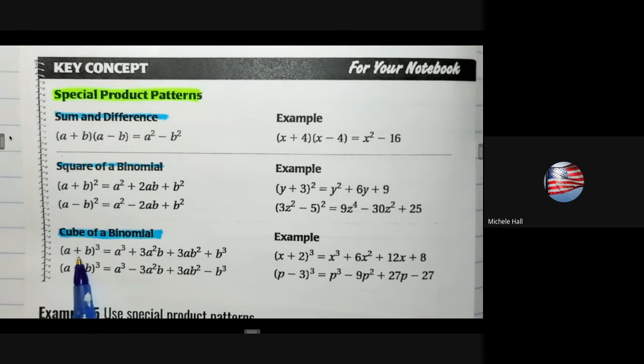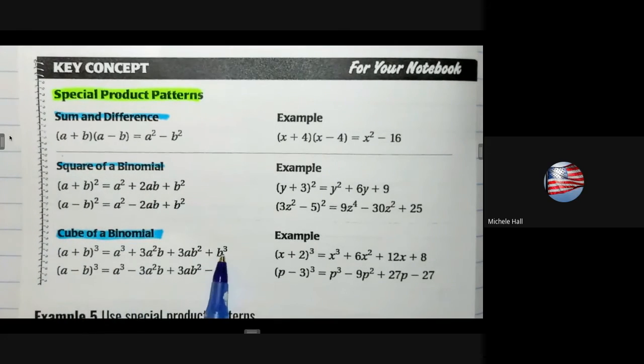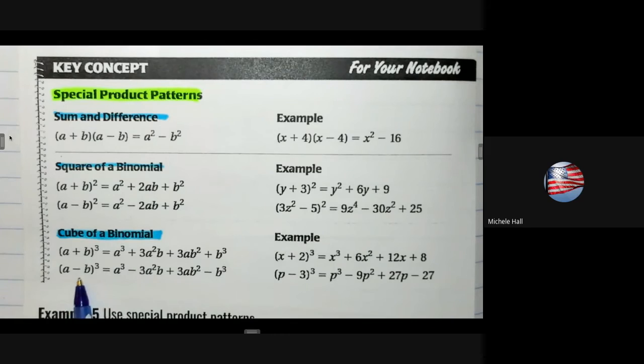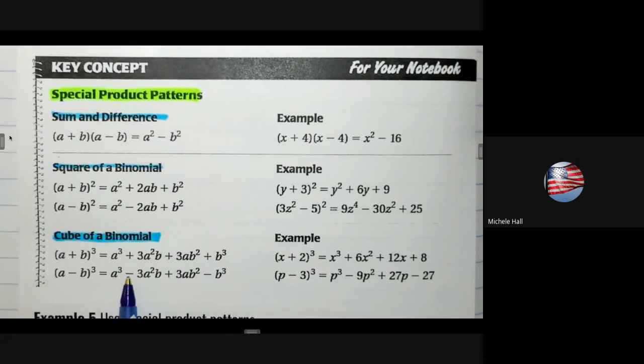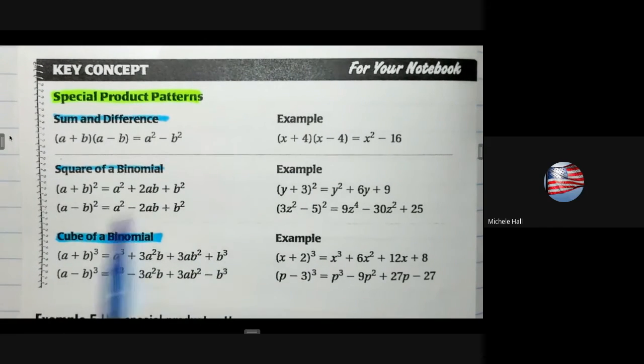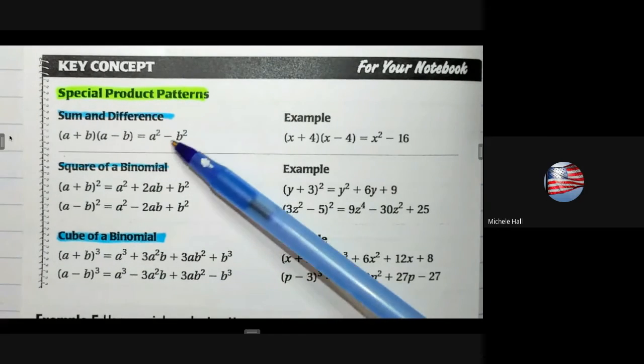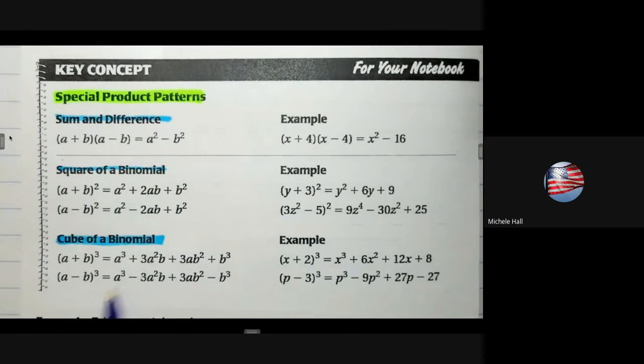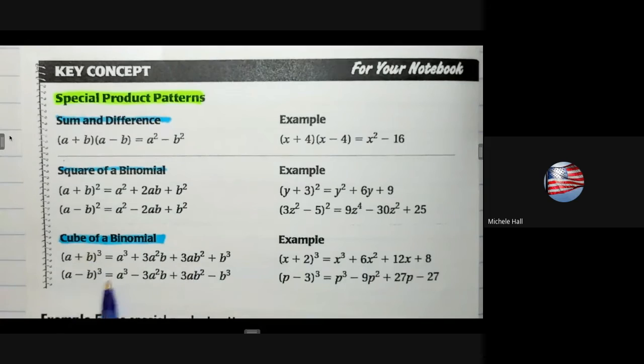When it's adding, it's going to be all positive. When we have a difference of a cube, it's going to be alternating, starting with the negative. Negative, positive, negative. We will be practicing these ones. Now, you should be really good at doing the first two. We're going to have to practice the binomial when it's a cube.